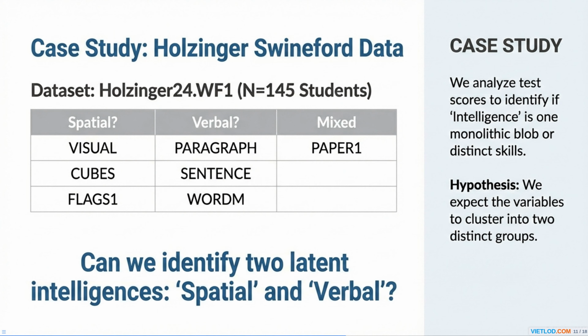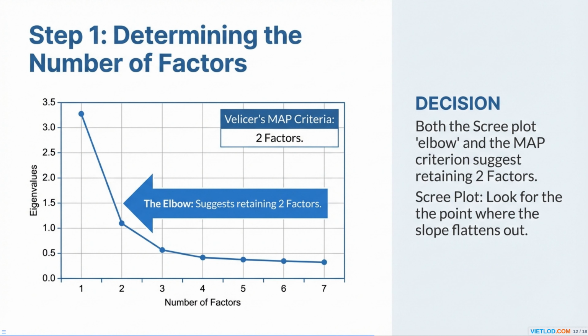As shown in the table, we have categorized the variables into those we believe measure spatial abilities, verbal abilities, and a mixed category. Our core hypothesis is that we will find evidence of two distinct latent intelligences, spatial and verbal. We expect the variables to cluster into two distinct groups corresponding to these hypothesized abilities. For example, tests like visual, cubes, and flags 1 are expected to group together as spatial, while paragraph, sentence, and word mem are expected to form a verbal cluster.